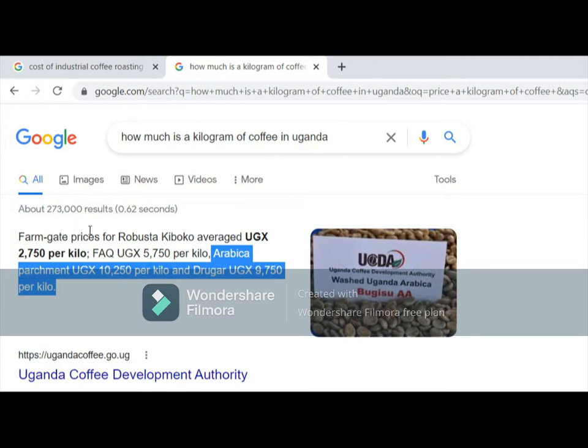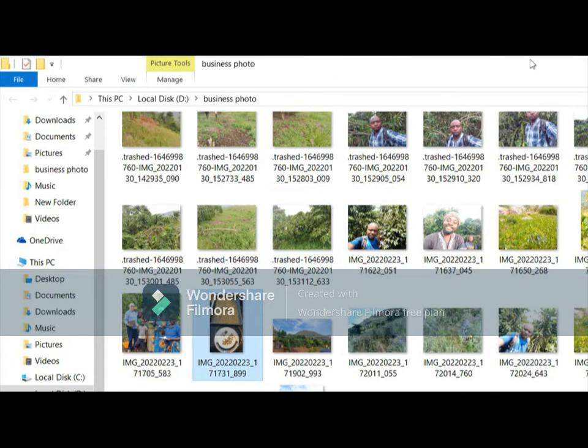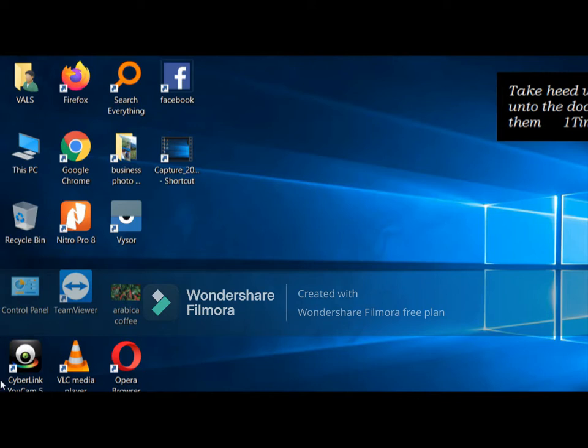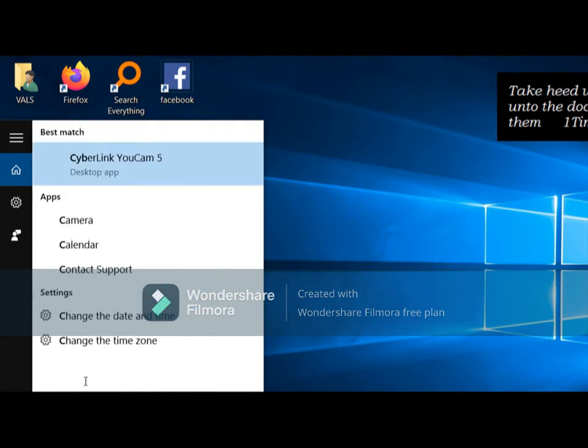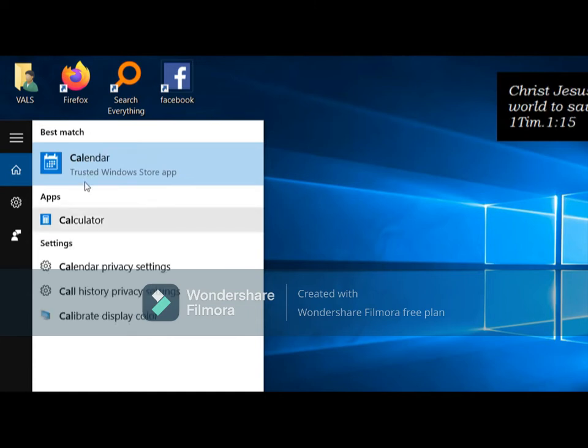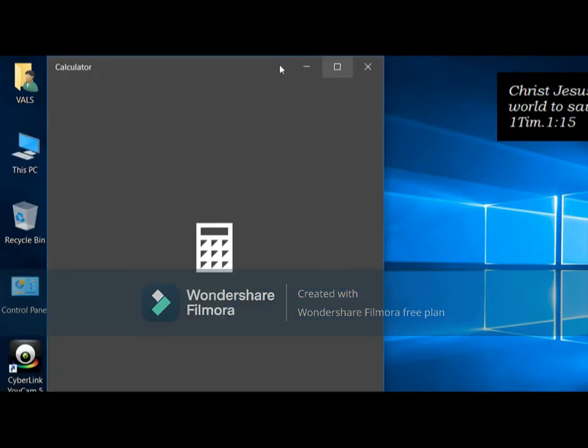You see, the parchment is 10,250 per kilogram, and Drugar is 9,500 per kilo. That's way too much money. Because now, if you calculate here, there's my calculator, let me show you. If you calculate, each kilogram is 10,000.